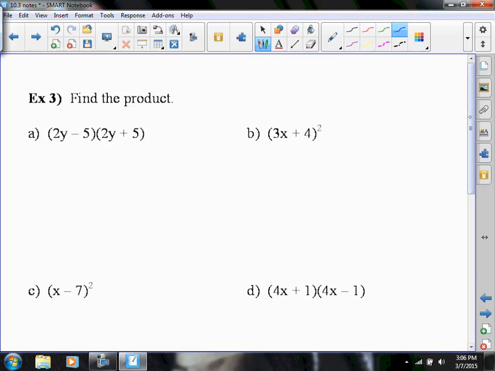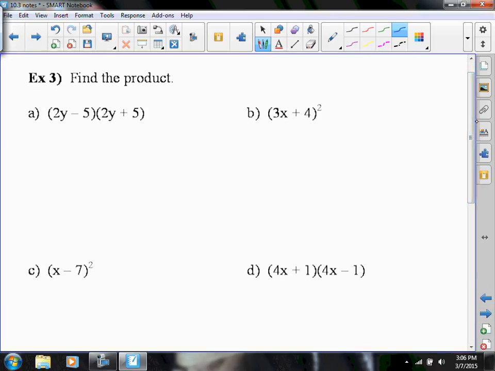But example 3 is probably the more important part of the notes because this is where we're going to find the product. This is where we're going to multiply our binomials together. So we're going to use these patterns. Now, again, like I said, once you get really good at these patterns, you'll be able to do these by using the rules of those patterns. So you won't actually have to do the double distribution and combining your like terms all the time. Okay, so we have A through D, and then we'll be done.